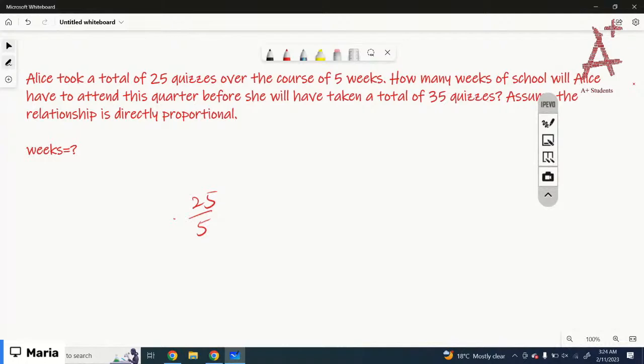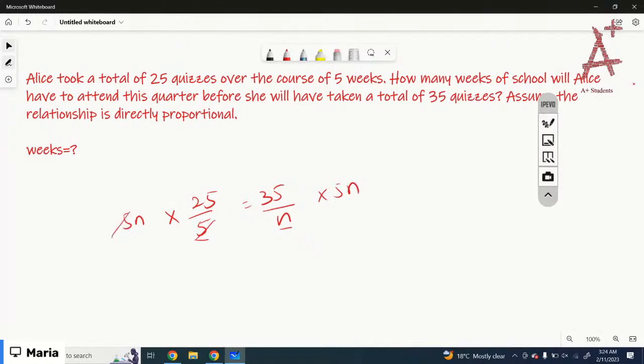Okay, the next one is, how many weeks of school will Alice have to attend this quarter before she will have taken a total of 35 quizzes? So now she has 35 quizzes, but we don't know how many weeks. Got it? So you have to calculate the weeks. Basically you have to remove the denominator from both sides. You have 5 and here you have n. They are dividing, so just multiply them using 5n.